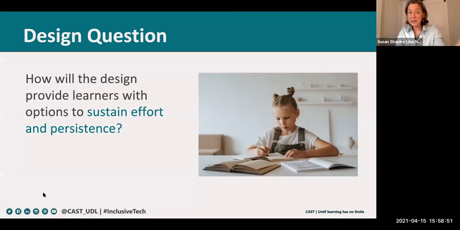And the design question here is, how will the design provide learners with options to sustain effort and persistence? Am I building that into my independent reading lesson? All of a sudden, I'm going from like, wait, I'm teaching reading to I'm designing for engagement. And I love that about UDL, that it's not just be an engaging teacher, but design for engagement.